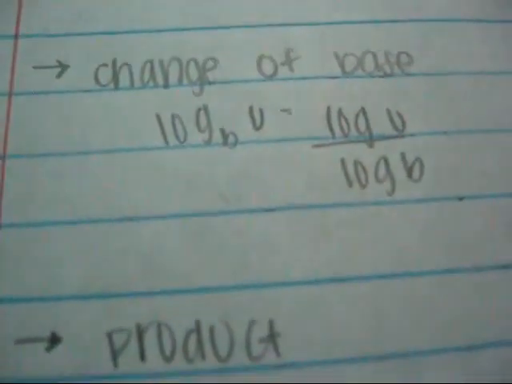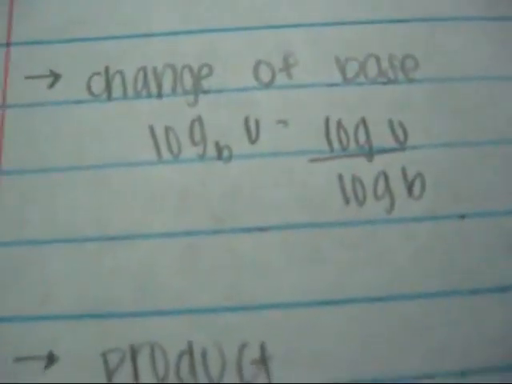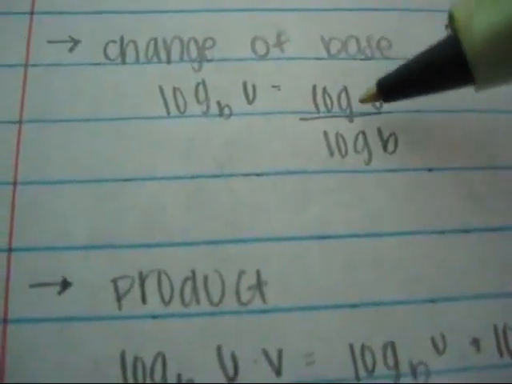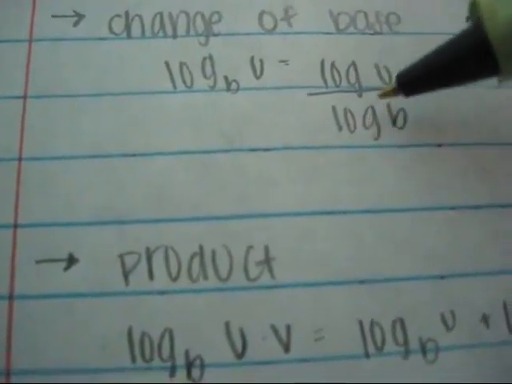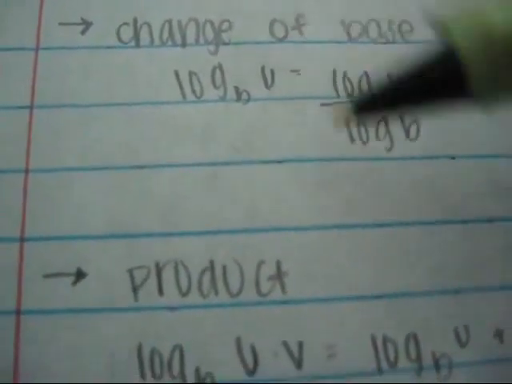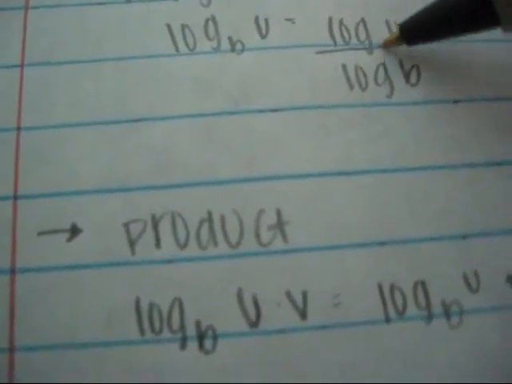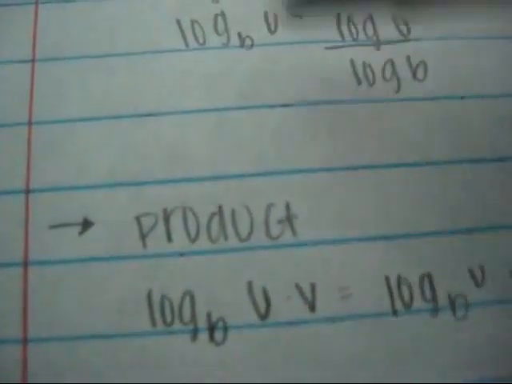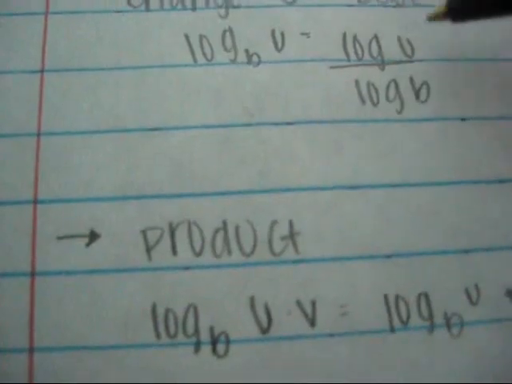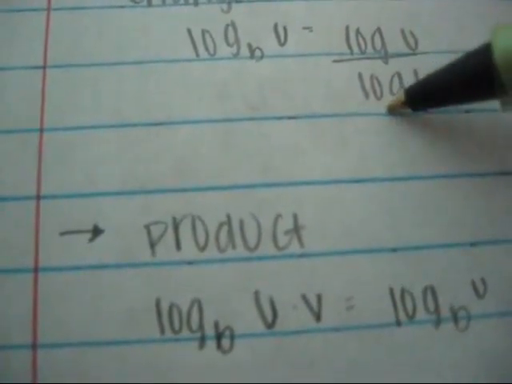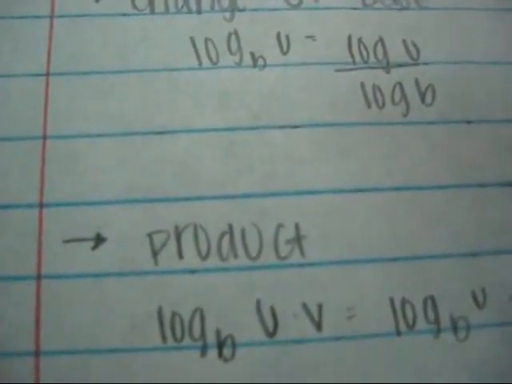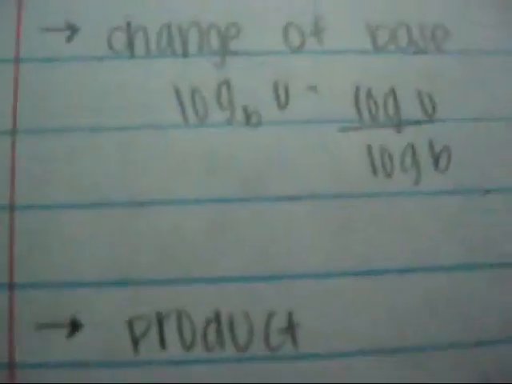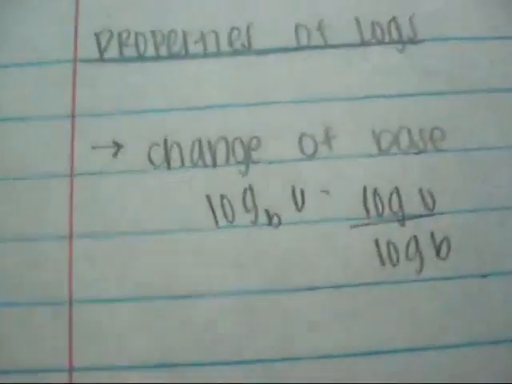The whole reason to do this is because when you're dividing in a calculator, you want to make sure that the log bases are the same. And on a calculator, the log base is always 10. Remember, if there's nothing here, it's log base 10. So by changing the bases, log base 10 of u divided by log base 10 of b is the same as log base b of u. I don't know if that makes sense, but that's the first part of the notes.